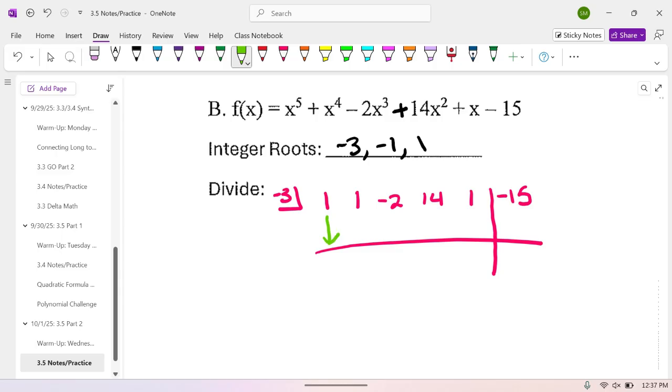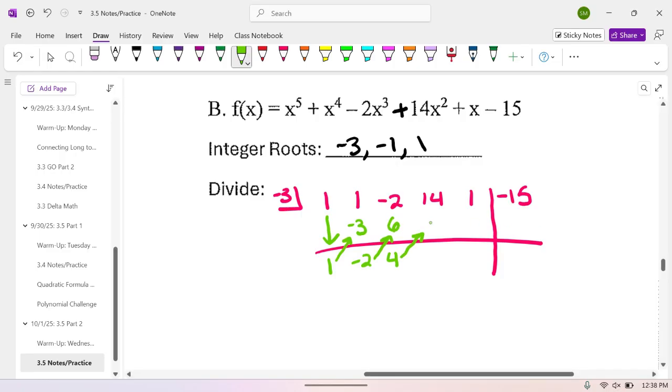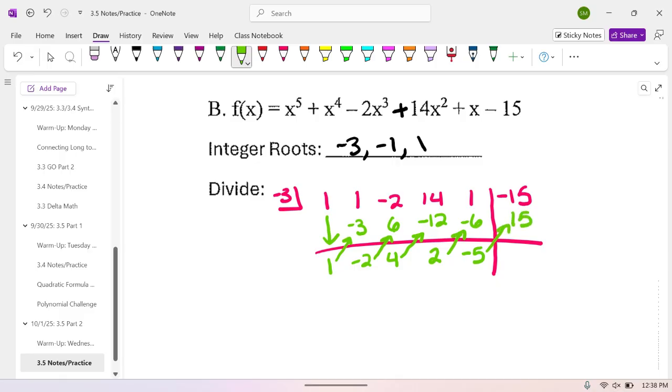All right, so I'm going to drop the 1, multiply it by -3. I get -3. Add them together. I get -2. Repeat the process. Multiply by -3. I get +6. Add them together. I get 4. Repeat. Multiply by -3. I get -12. Add them together. I get 2. Repeat. Multiply by -3. I get -6. Add them together. I get -5. Repeat. Multiply by -3. I get +15. Add them together. I get 0. Since I have a remainder of 0, I did it right.